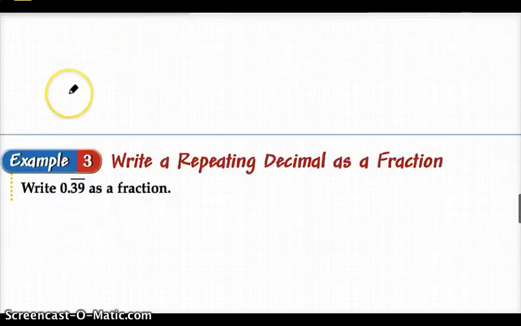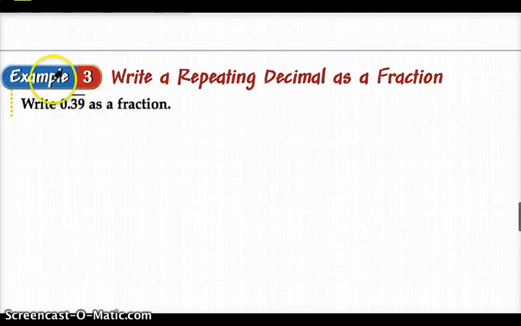Okay, so we've come to our final example, and I'm going to do this one way. If you don't like it, the text might do it another way. If I have time, I'll do it both ways, but we'll see. So we're going to write this as a fraction.